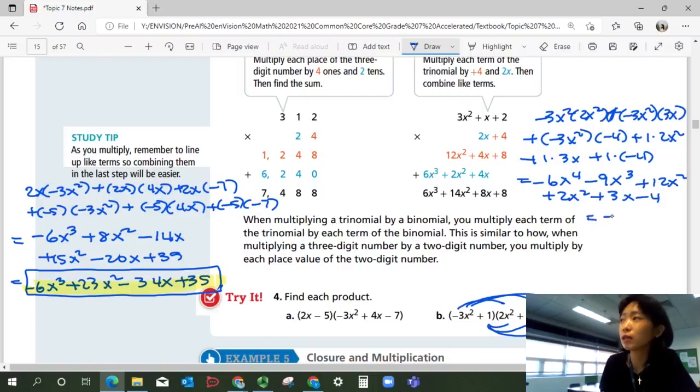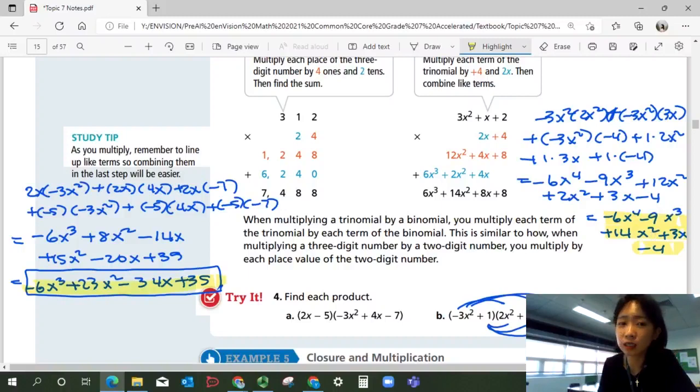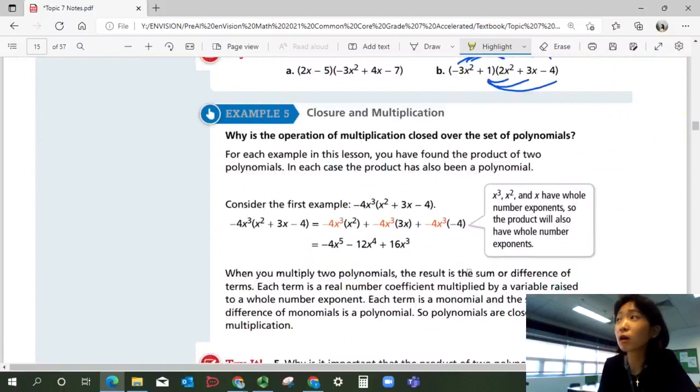Combine like terms, you will get negative 6x to the 4th power minus 9x cubed, no like terms for those, plus 14x squared plus 3x minus 4. No like terms actually, except for the squares. So that should be your final answer. Check your answers. Okay, let's look at example 5. Closure and multiplication. So why is the operation of multiplication closed over the set of polynomials?